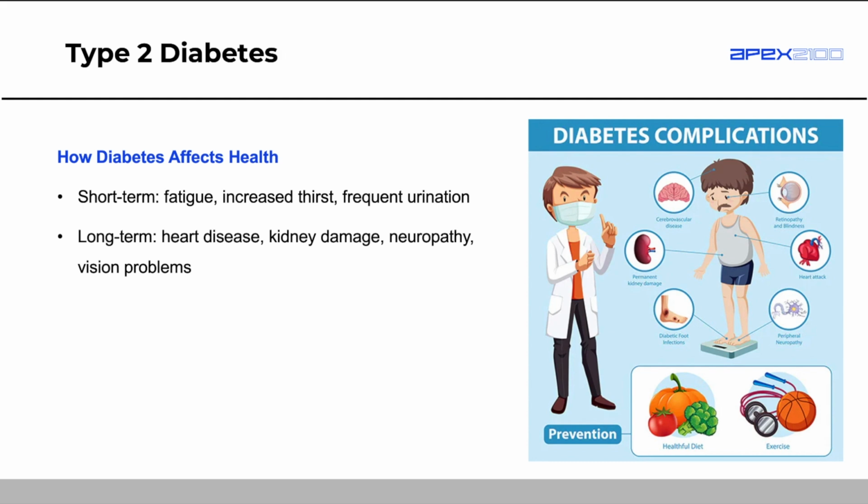It can also cause vision problems. There's a few serious implications for vision with diabetes. You can have diabetic retinopathy, which is a condition resulting from damage to the blood vessels in the retina of the eye, and that can lead to blurred vision, vision loss, and even blindness if it's not treated properly.